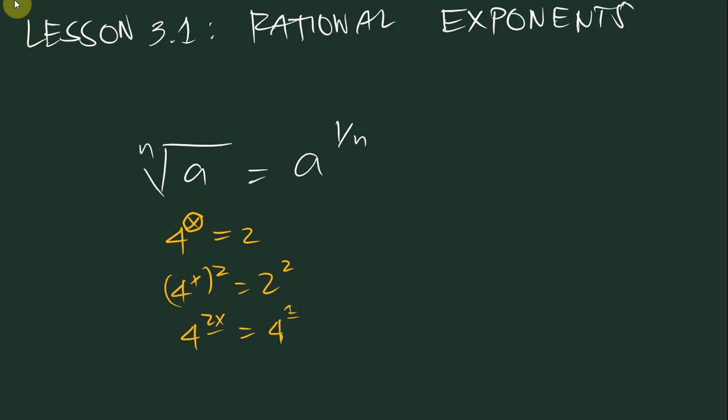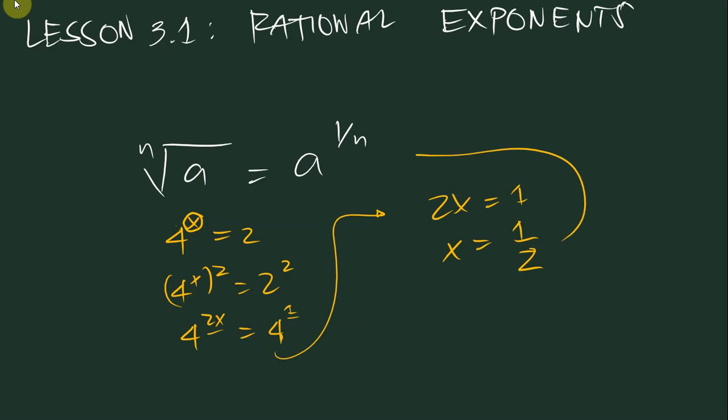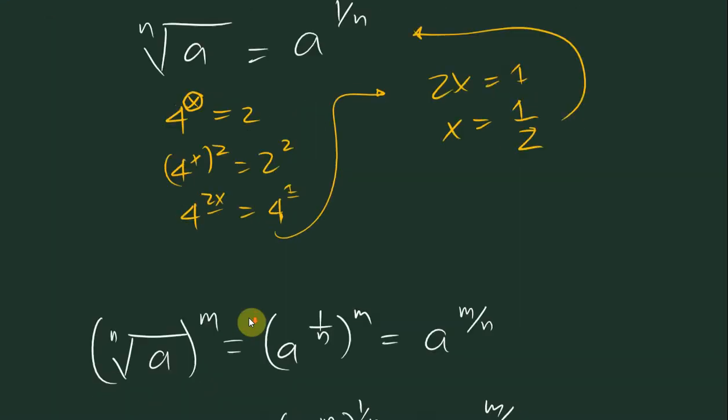As you know, the exponent of 4 is 1. And then they have right here 2x is equal to 1. Therefore, x is equal to 1 over 2. So that's exactly what you have here. That is how that works.